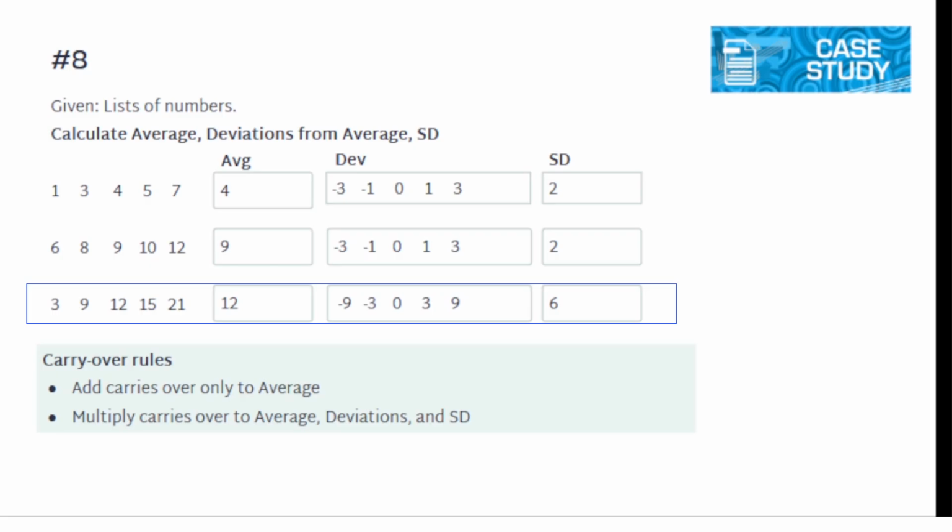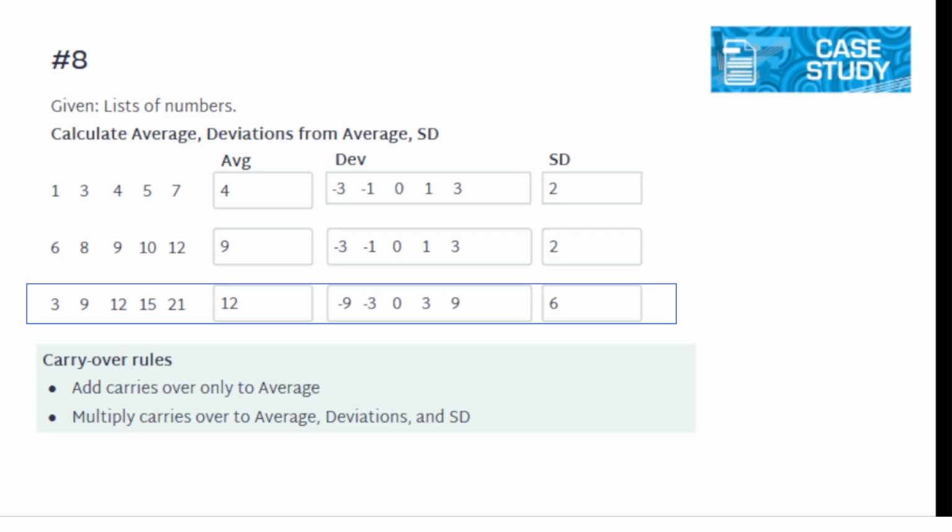The deviations, again, one by one. You do the math: 3 minus 12, it's minus 9. 9 minus 12 is minus 3, etc. So you get the deviations, and the standard deviation is, what is the RMS size of the deviation? You do the math, you get 6.